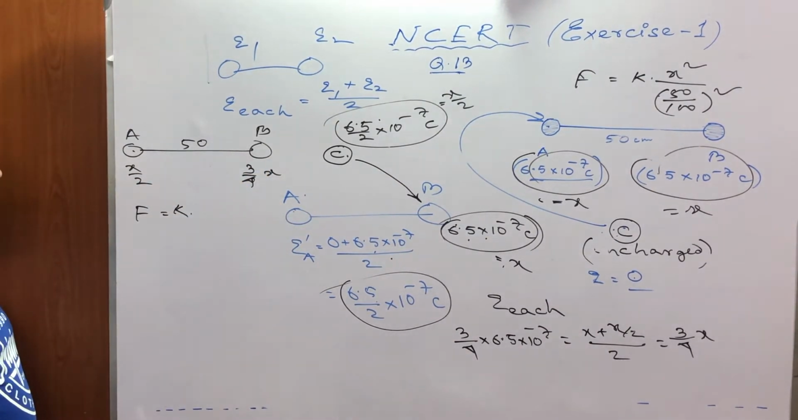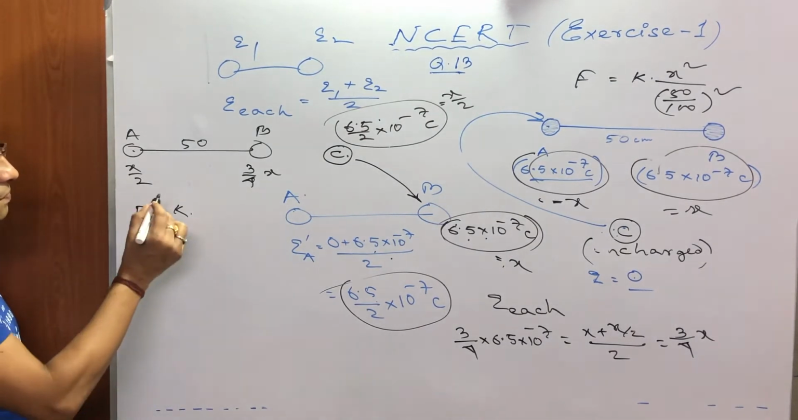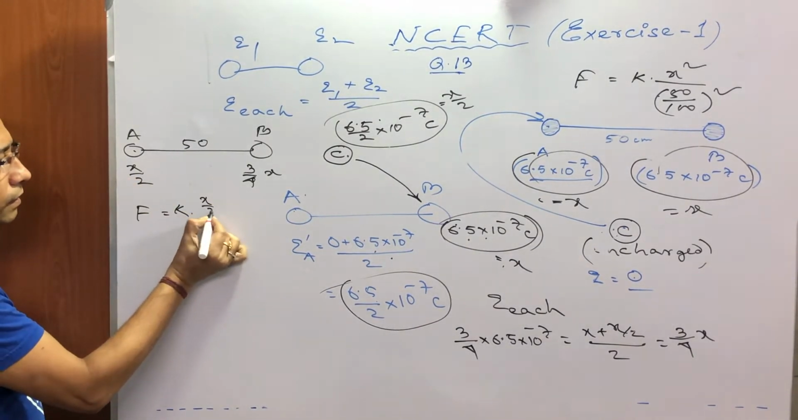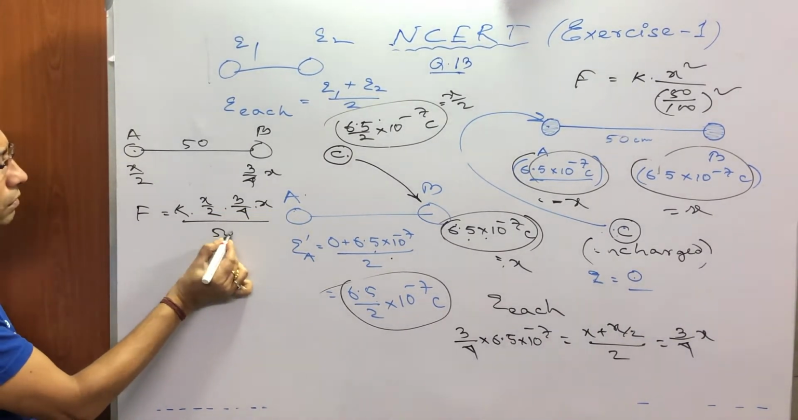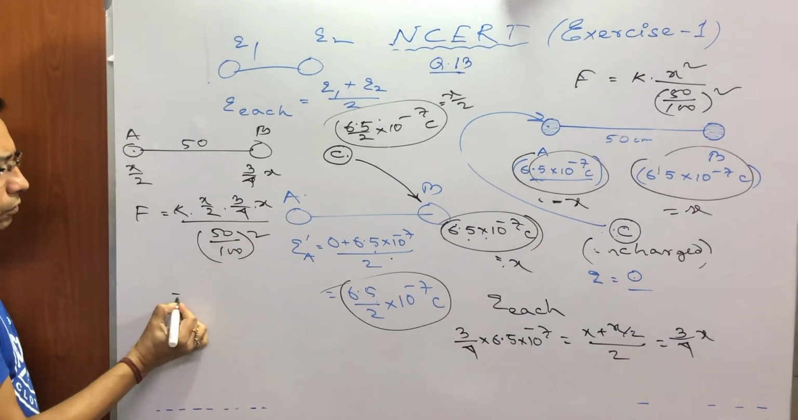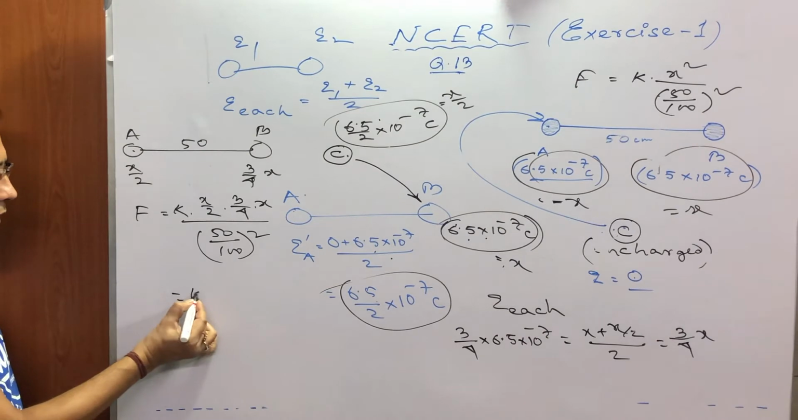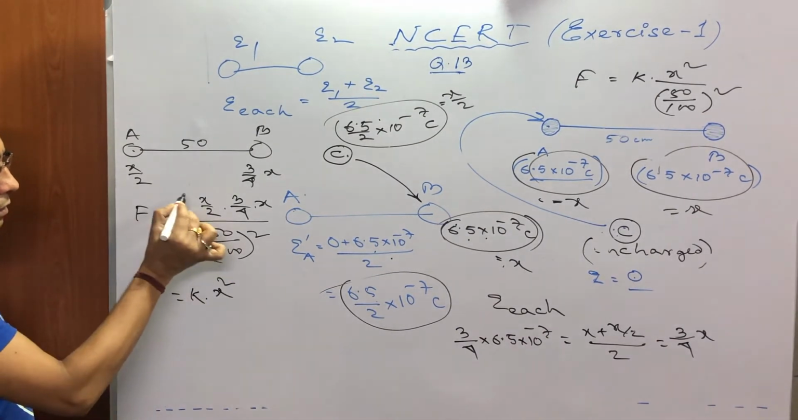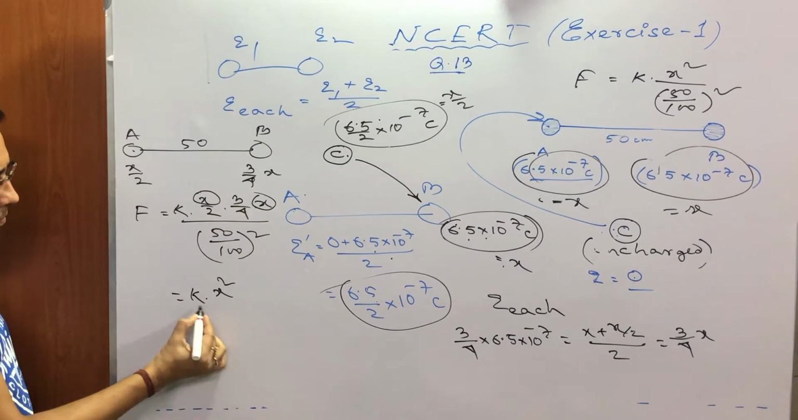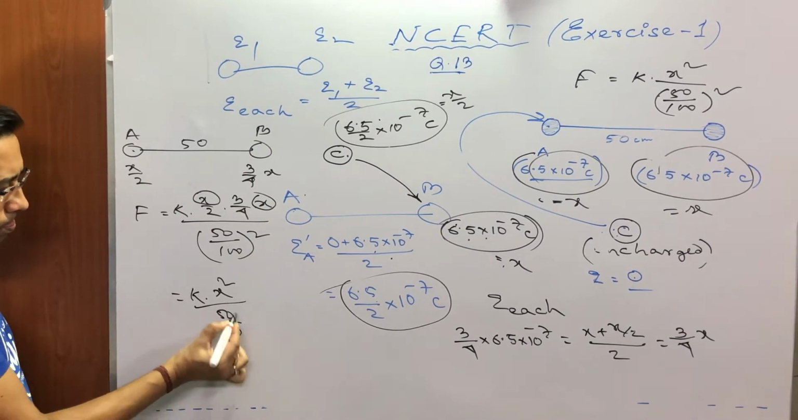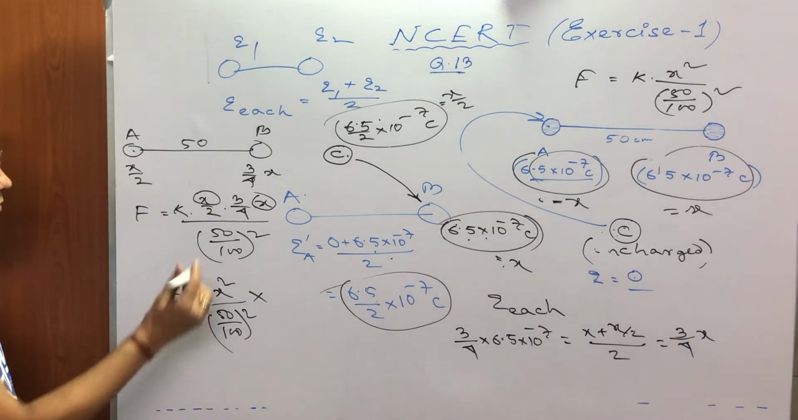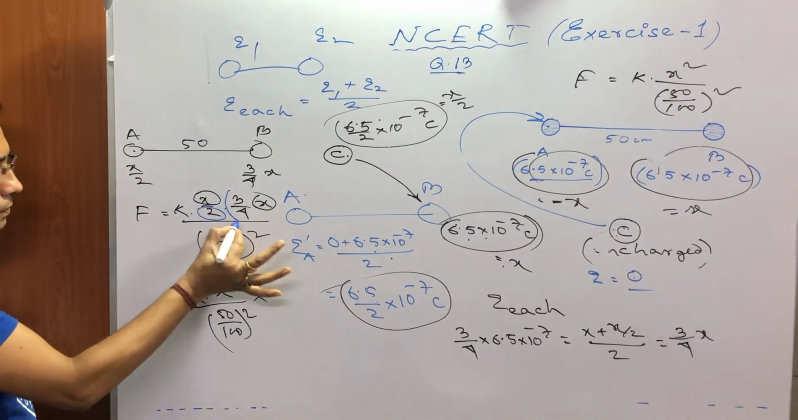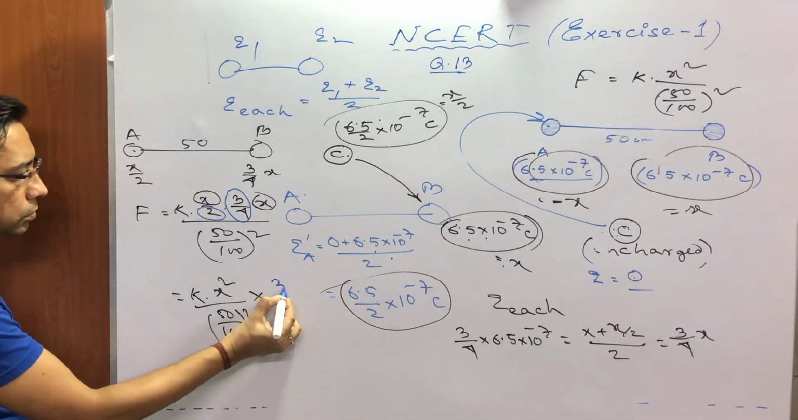What would be the new force? Just as we did in the last sum, K into x by 2 into 3 by 4 x divided by the same r square. You need not calculate this. Just see this: K x square by r square into, think of the factors. The factors are now this and this. So into 3 by 8.